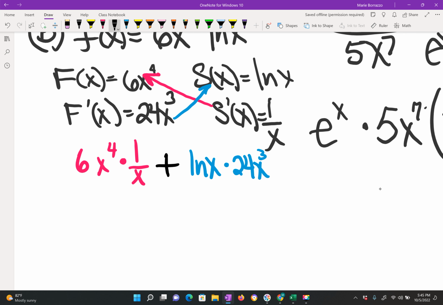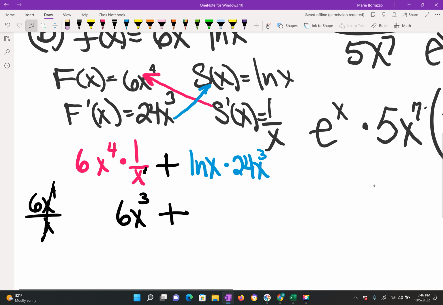So naturally, this is an x to the 1 power. If I multiply these together, isn't this really just 6x to the 3rd? Okay? Because this is x to the 1 down here. If you're missing the memo, look up here for a minute. This is 6x to the 4th over x. Isn't it? So that reduces here. So this is plus, and then now we have 24x to the 3rd times natural log, no change there.